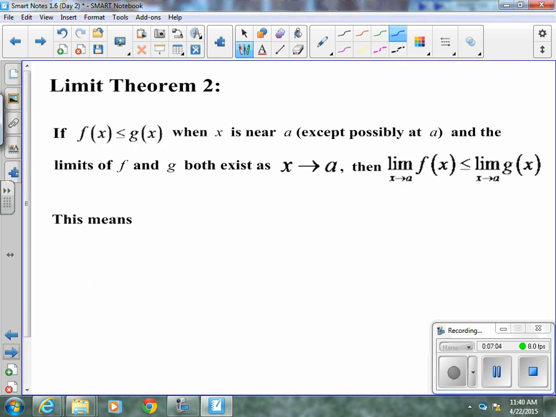Limit theorem 2, common sense theorem, although reading it may not feel that way. It says if f of x is less than or equal to g of x, which means f of x is below g of x, when x is near a, except possibly at a, then the limits of f and g both exist as x approaches a, and the limit of f of x as x approaches a is less than or equal to the limit of g of x as x approaches a. Let me sum this up for you.